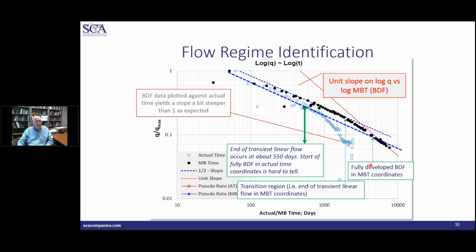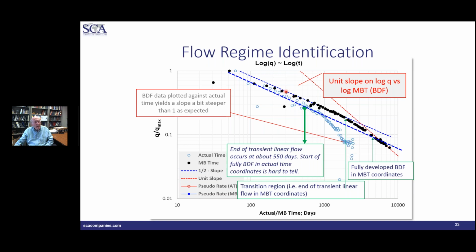Let's look at our log-log diagnostic plots again, rate versus actual time. And here we see we can fit the early data pretty well with a straight line, with a slope of -1/2. Then we get a deviation from that line, and here's our operational upset. The data really begin to scatter.